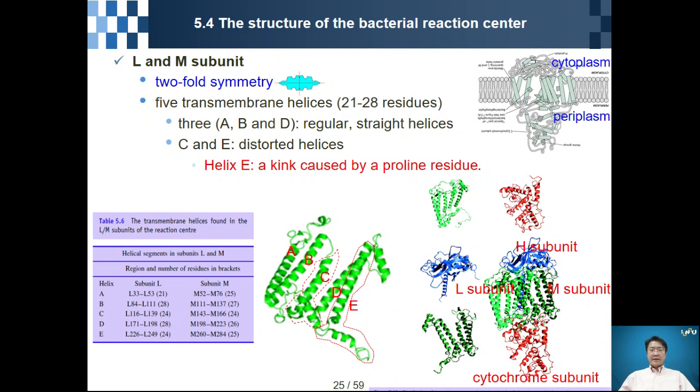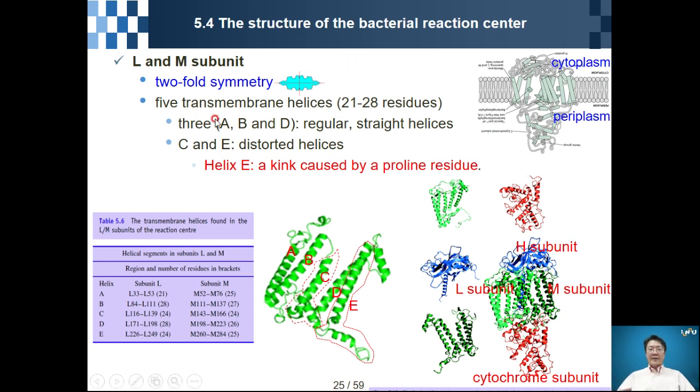In this slide, I will explain the L and M subunits. They have a two-fold symmetry structure. When we fold it like this, they are nearly the same. This is L and this is M. When we fold it like this, they are nearly the same.